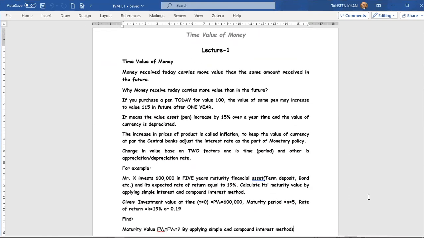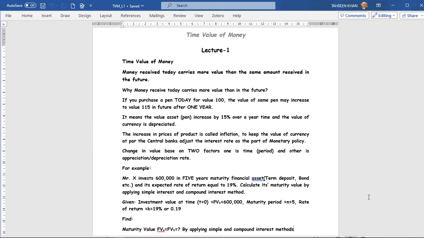First of all, I am going to define time value of money. Money received today carries more value than the same amount received in the future. Why? Money received today carries more value than in the future. It's one of the very major questions.